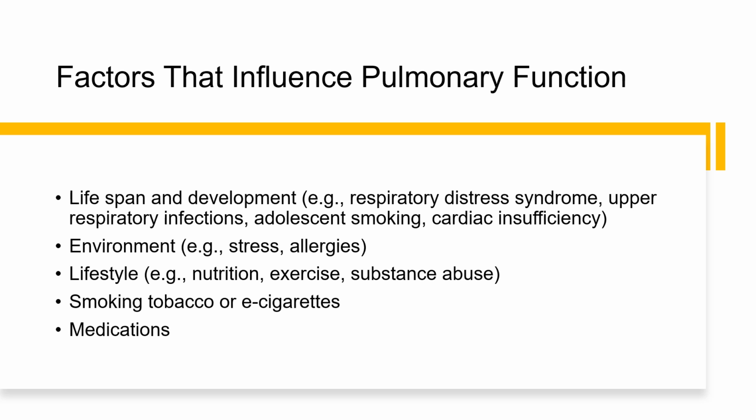Then we have medications. So there are many medications that affect our breathing. For example, respiratory depressants depress our central nervous system, and it can weaken the muscles of breathing. So for example, morphine. We know morphine, we have to do a really good respiratory assessment before and after to make sure that our patients are safe.